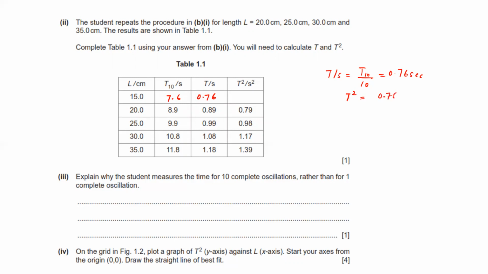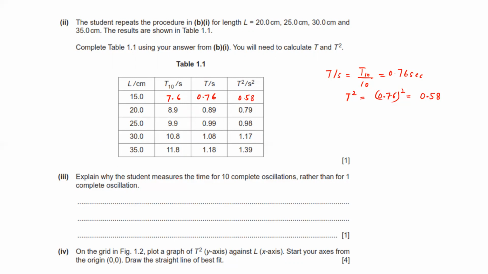So 0.76 square, and these values are up to 2 decimal places, so round off your results to 2 decimal places. If I round off my result to 2 decimal places, it comes out to be 5.58, and that goes with how these values are observed or jotted down in the table. So this is how we complete the table.